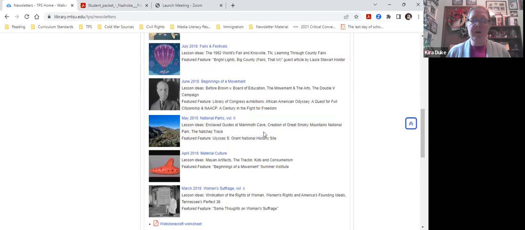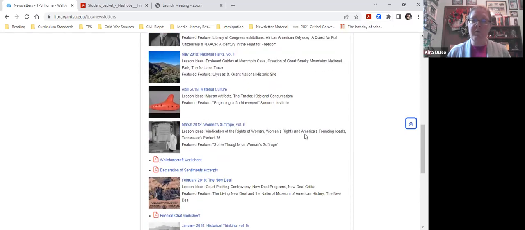And then in March of that year, we were looking at women's suffrage, and one of those lesson ideas looks at women's rights and America's founding ideals. This one is looking at how the Declaration of Sentiments and the Seneca Falls Convention really echoed things found in the Declaration of Independence. So again, when you get to that section in the 8th grade standards, this lesson idea right here may be very, very helpful for you.